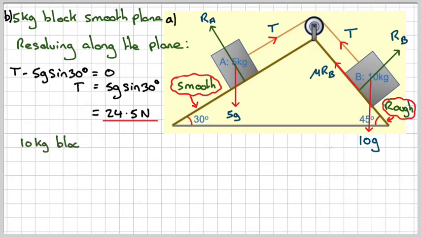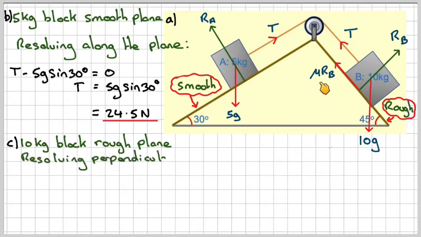Right, if we now consider the 10 kg block, so we're now actually on part C. This is a rough plane, and we've got to find the value of the coefficient of friction, which is mu.